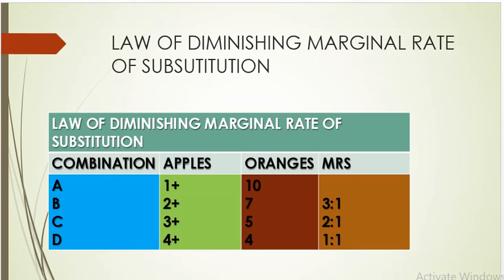Like we want to have this, these are the 4 combinations. This is the first combination. Now we want to have one more apple. We are ready to sacrifice 3 units of orange. Then we move to combination C. Then we are ready to sacrifice 2 units. Then we have combination D. Here we are sacrificing 1. As we go on increasing the quantity of apple, we are ready to sacrifice fewer units of orange than earlier. Earlier we were sacrificing 3. Now it reduced to 2, then it reduced to 1. So this is the law of diminishing marginal rate of substitution.